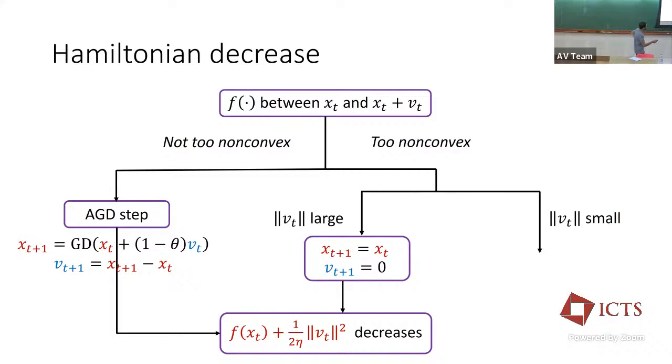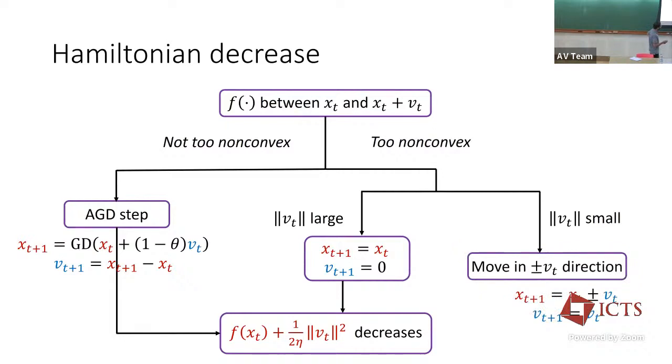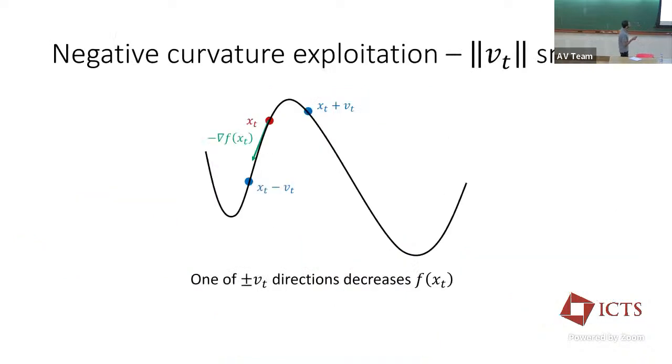The other thing that we need to handle is when the norm of vt is actually small. In this case, it turns out that we can move in either the plus or minus vt direction. Note that the norm of vt is small. And so what we mean by that is xt plus 1 is xt plus or minus vt, depending on which might be better. So we have to make a choice here, plus or minus. And what we want to argue is that there is at least one direction which can actually decrease the total Hamiltonian. The reason for that is that between xt and xt plus vt, we have a negative curvature. So we have something like this happening, which represents negative curvature.